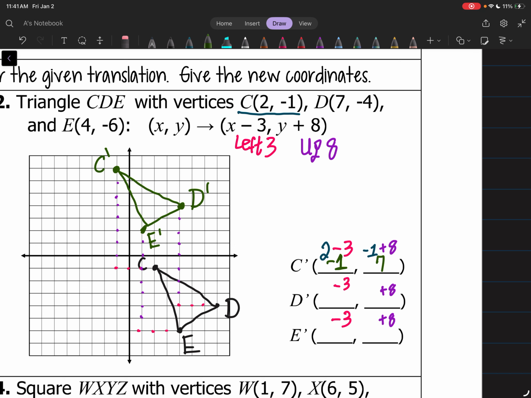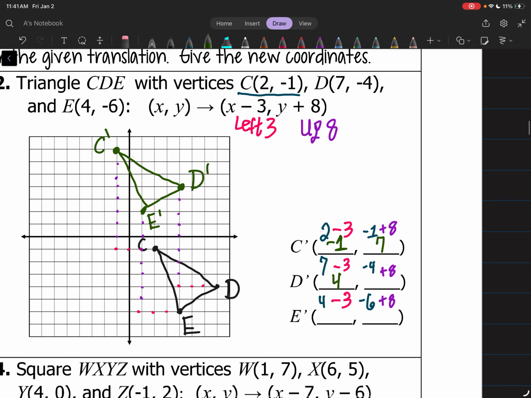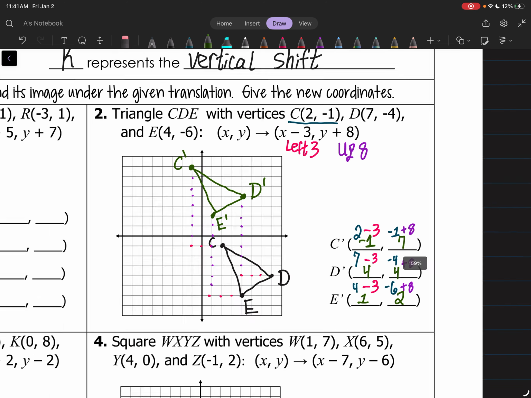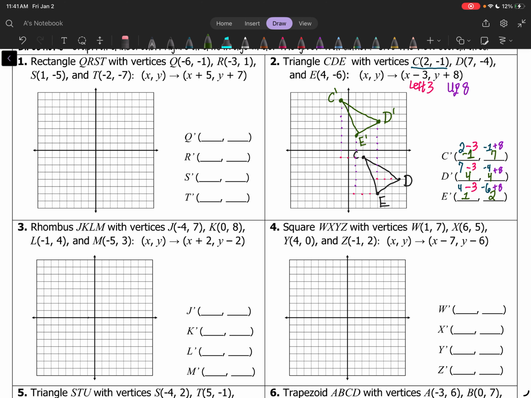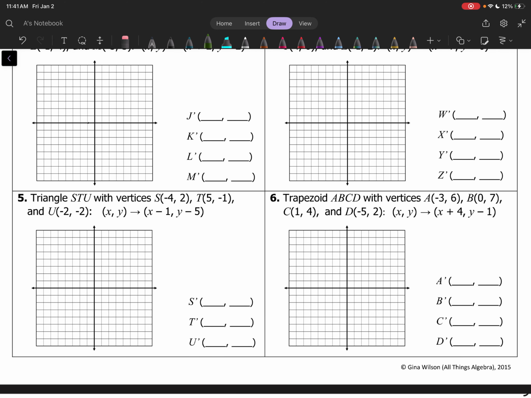If you're doing this algebraically, it is easier than if you do it graphically. That is my opinion. Do what you will with it. That would be 7 and -4. This would be 4 and -6. So all of my coordinates should be as follows. You can check my diagram. My answers are correct. Go ahead and pause the video. Try 1 through 4. Try 5 and 6.